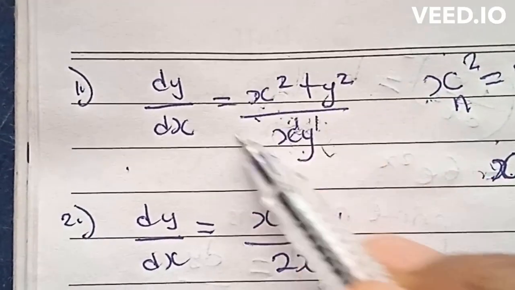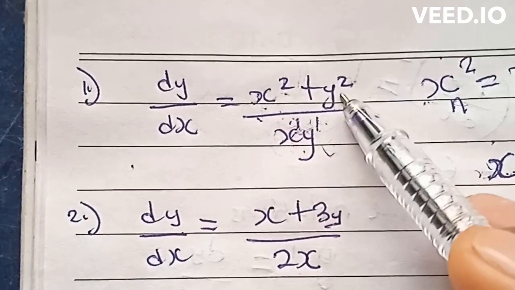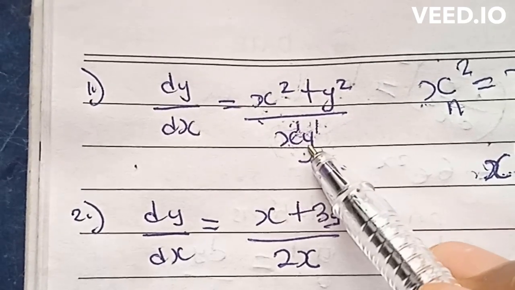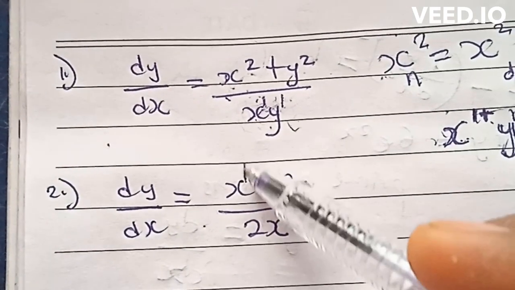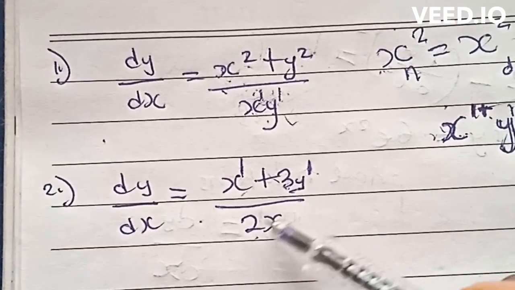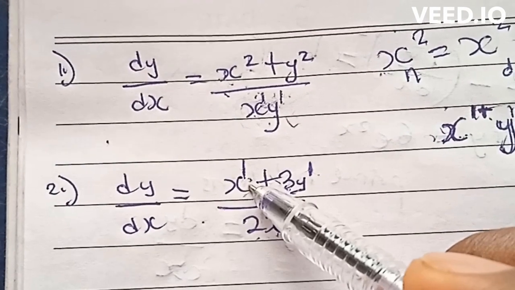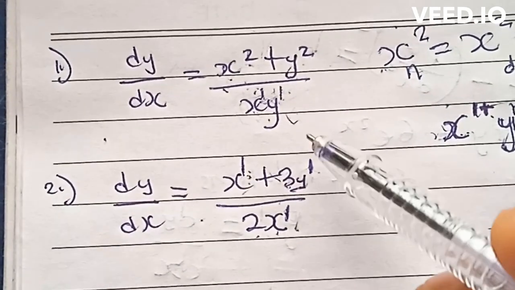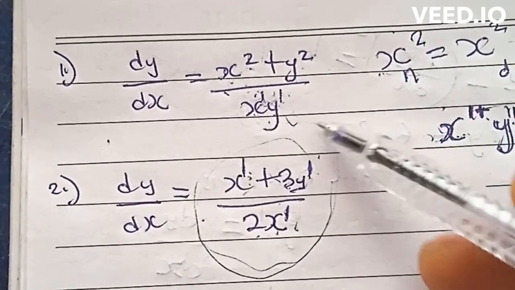Therefore, we say this equation is homogeneous because x has a power of 2 and y has a power of 2, and at the denominator, x has a power of 2 and y has a power of 2. In example number 2, x has a power of 1 and y has a power of 1. They are single here. And at the denominator, x has a power of 1, single also. Therefore, x has a power of 1 at the numerator and the same thing at the denominator, and y has a power of 1 at the numerator. Therefore, this example number 2 is also a homogeneous equation.